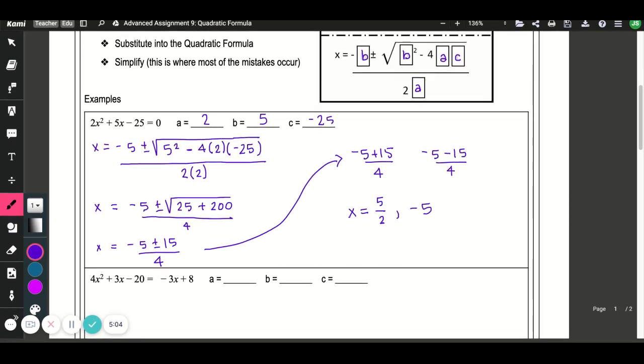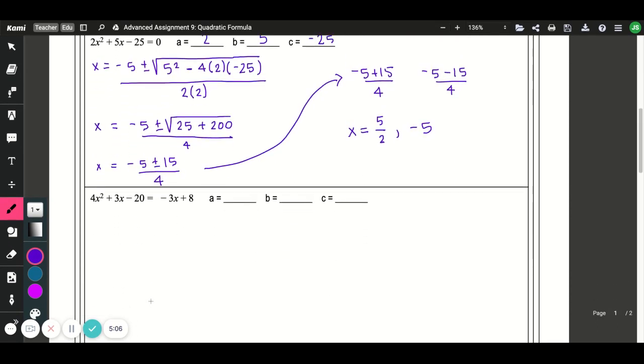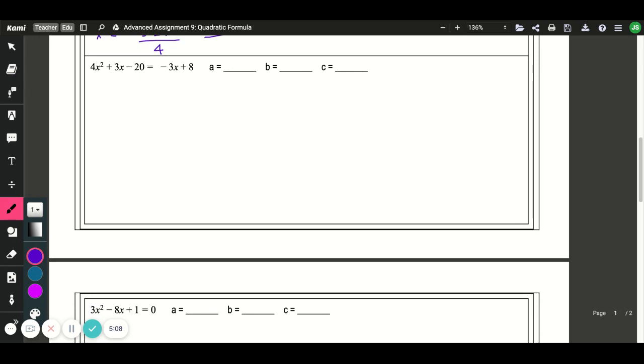So our second one is not set equal to 0. So we need to adjust it first by moving the 3x to the left and the 8 to the left. So we get 4x squared plus 6x, and then that'll be negative, so minus 28. A is 4, B is 6, C is negative 28. So I'm going to plug those into the quadratic formula.